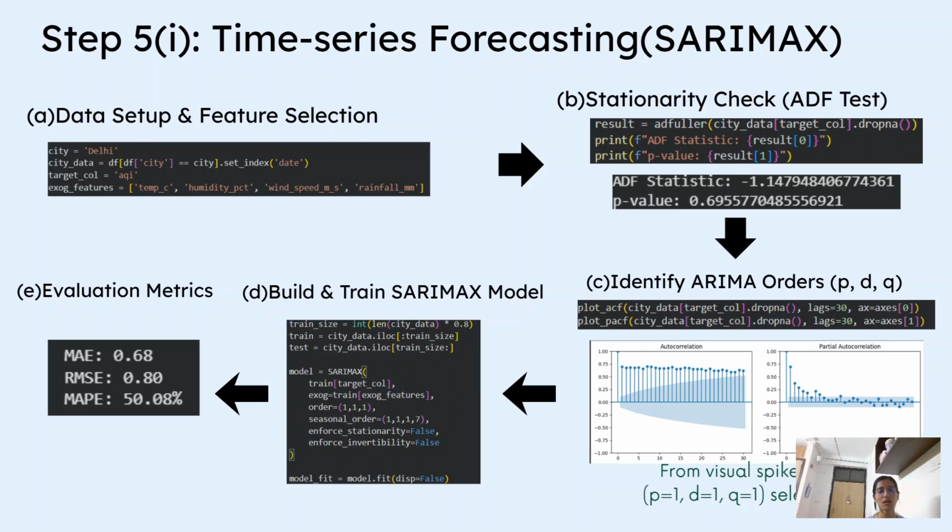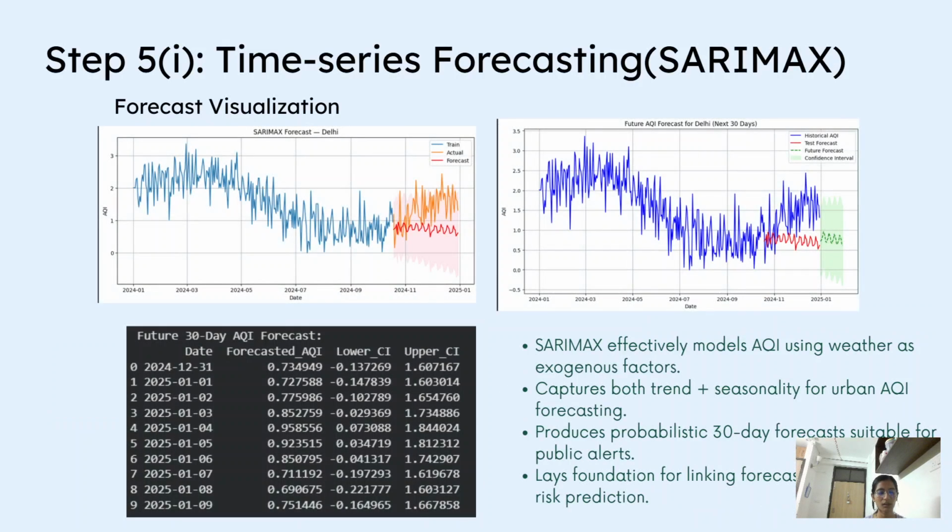Next, we will move to the evaluation part. So we predict AQI for the test period and compare it with the actual values. So our MAE is 0.68, RMSE is 0.80, MAPE is 50.08%. From this we can observe that our model successfully captured weekly seasonality and moderate pollution surges.